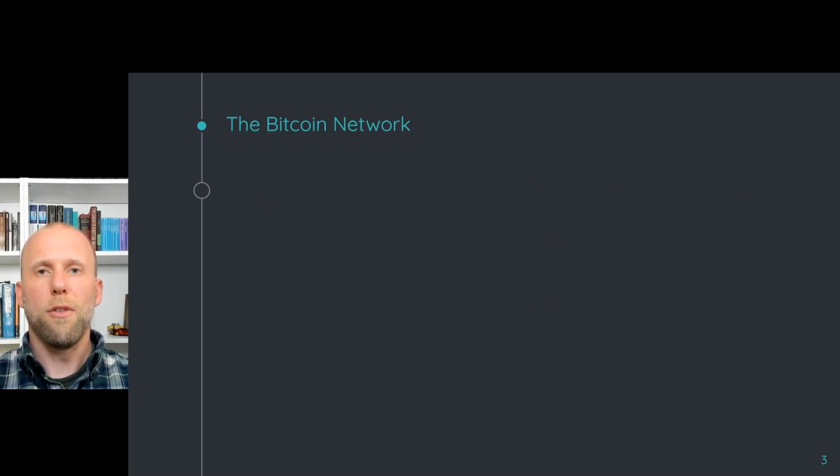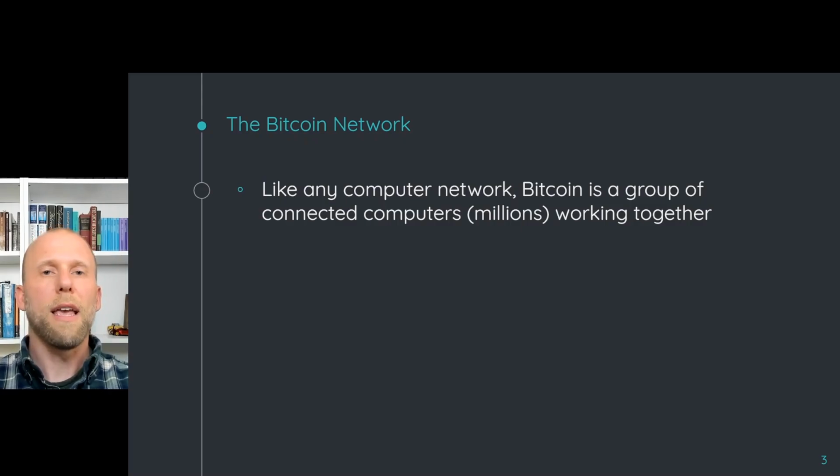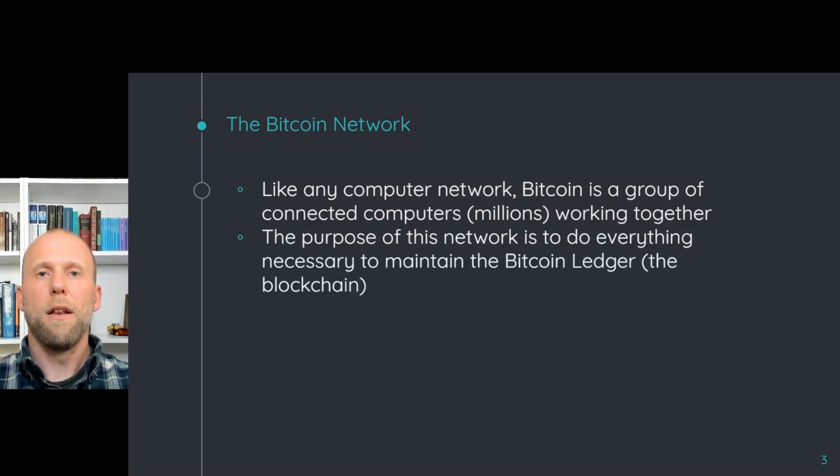So first off, the Bitcoin network. Like any computer network, Bitcoin is a group of connected computers working together. At this point, it involves millions of computers, which is great. Now, the purpose of this network is to do everything necessary to maintain the Bitcoin ledger. Another name for that Bitcoin ledger is the blockchain. It's a chain of blocks of transactions, and we'll get more to that later. But the Bitcoin ledger, which is exactly what a ledger says, a recording of all of the different accounts that own Bitcoin, that's the blockchain.